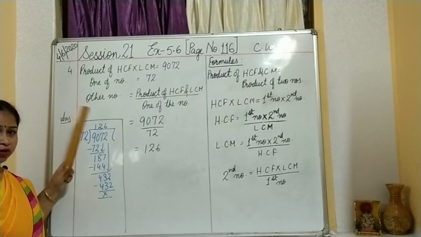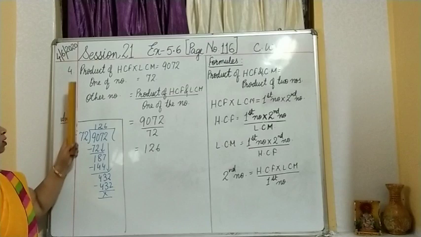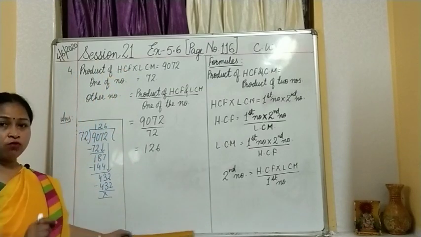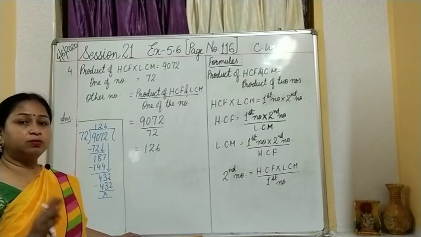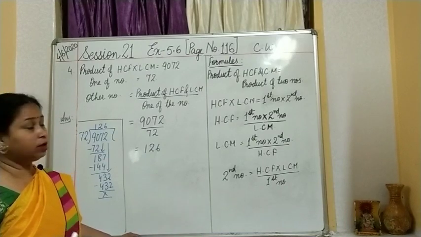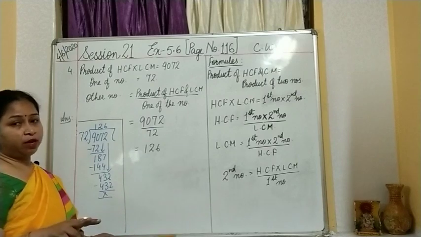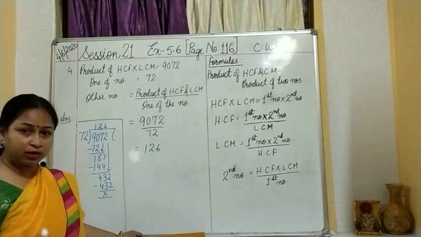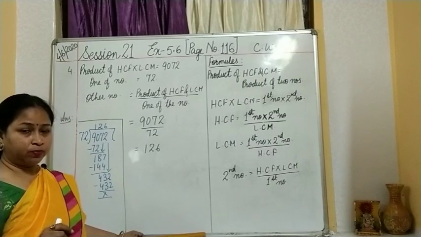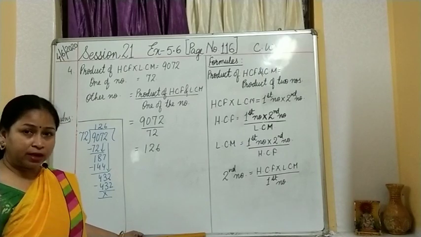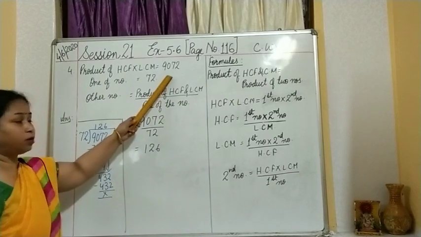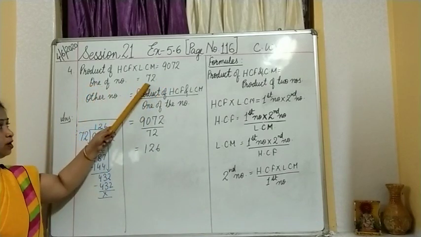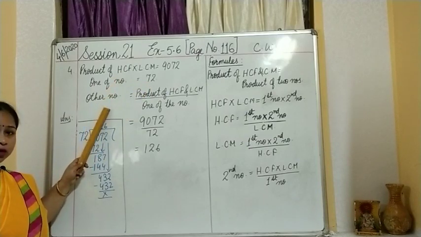Children, this is question number 4. And in question number 4, I have not written the question. You can look into the book. Question number 4, product of HCF and LCM. So instead of giving HCF separately and LCM separately, as in question number 3, here they have multiplied both and the product is given. You know that when we multiply HCF and LCM, the answer we get is the product, and that product is already given to you, 9072. And out of the two numbers, one number is 72. You have to find out the other number.